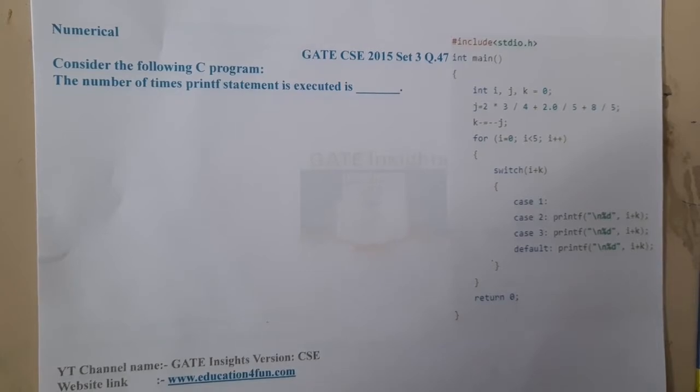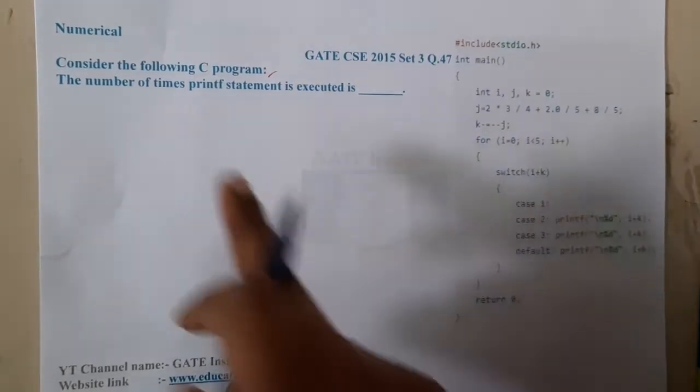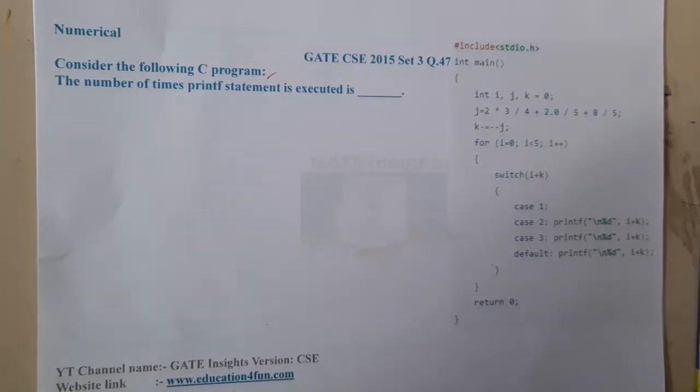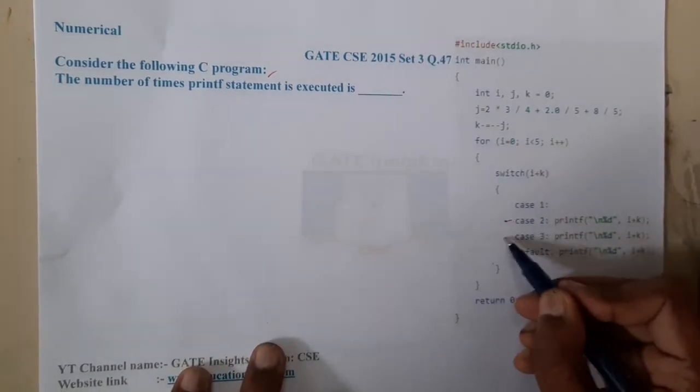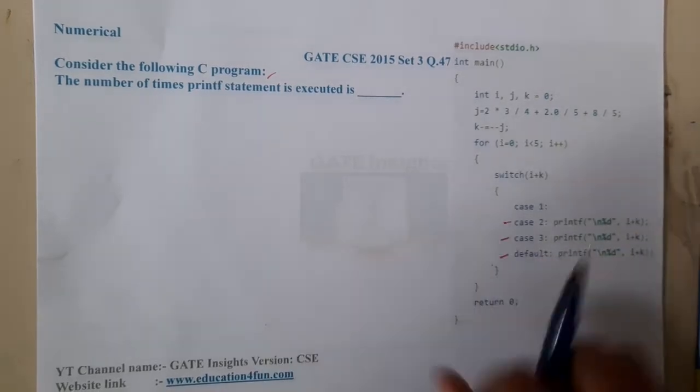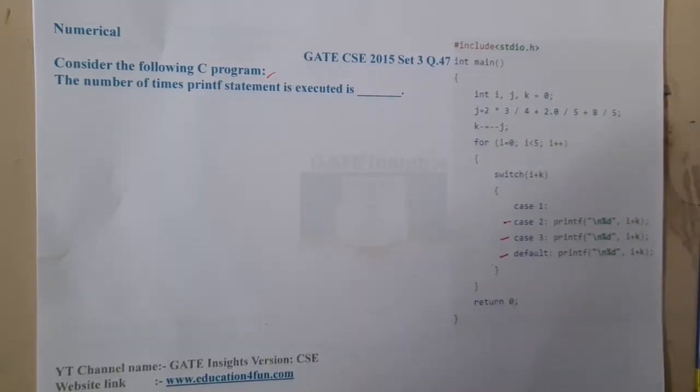So the question is, consider the following C code. Here they gave the C code, and they are asking the number of times the print statement is executed. In the whole code, where are the print statements guys? Here we have one print statement, here one, and here one. So how many times in total is printf executed? That is the question.